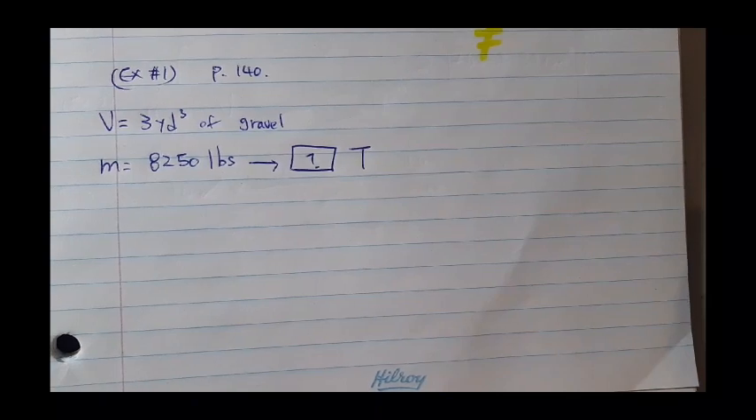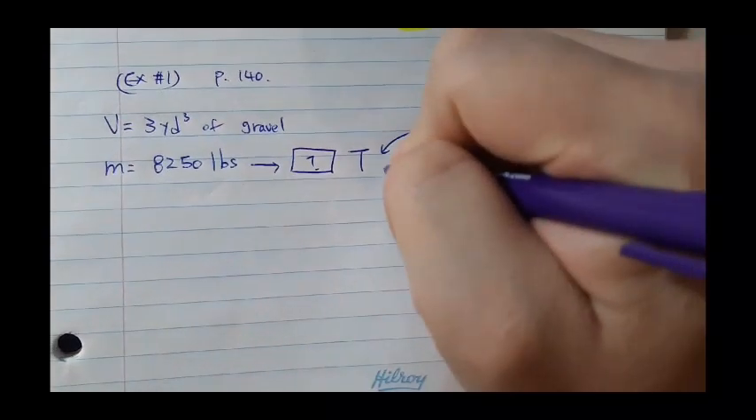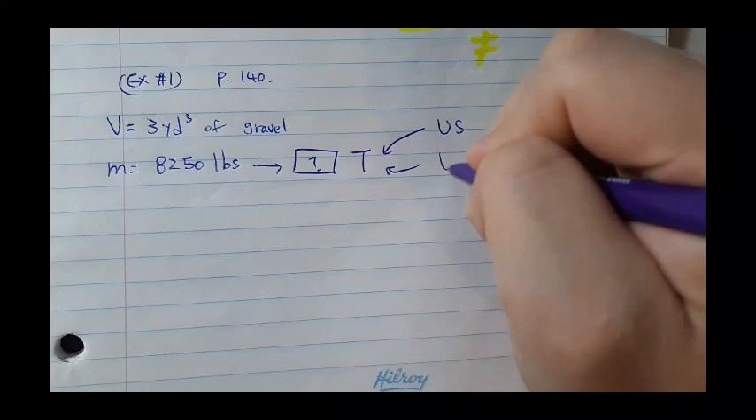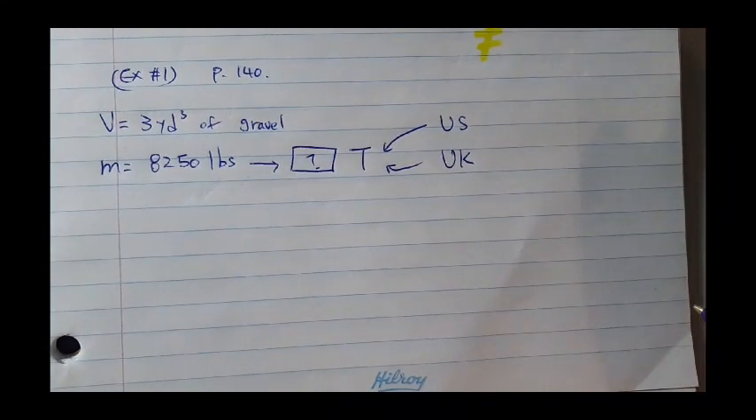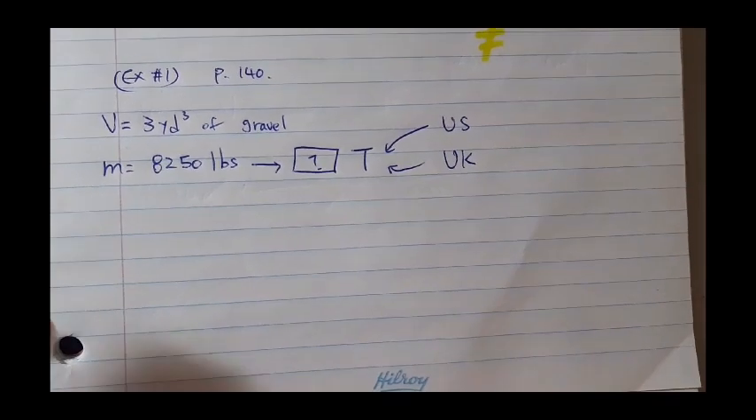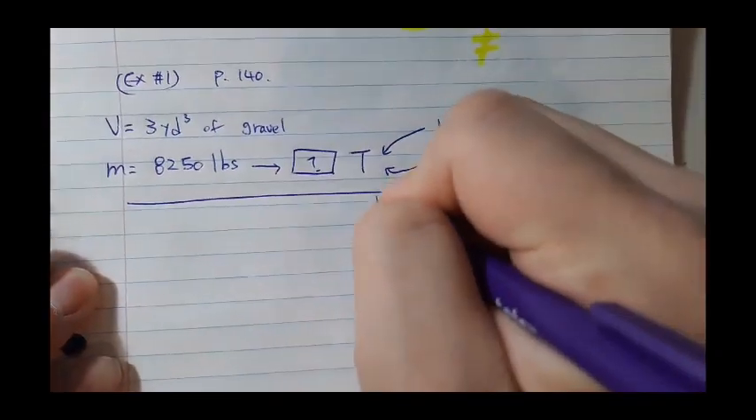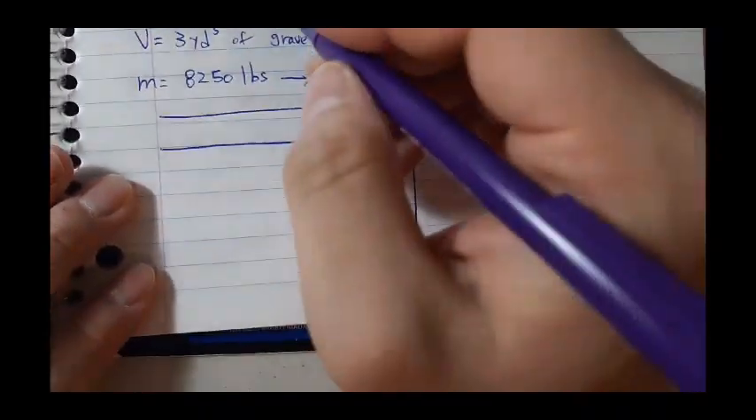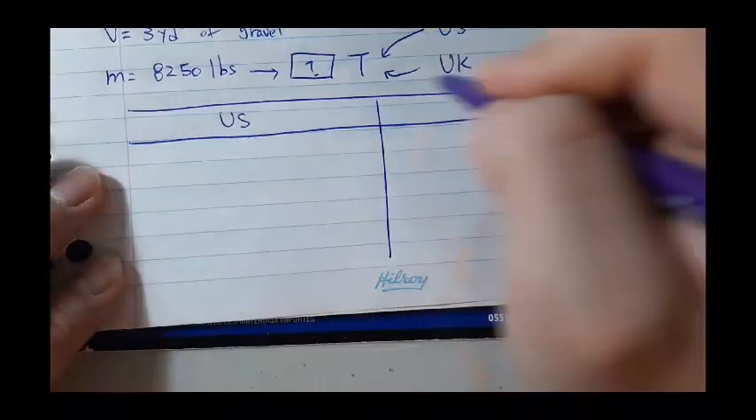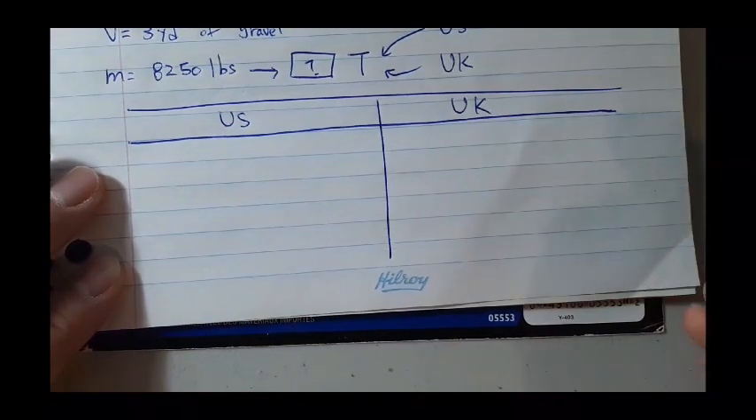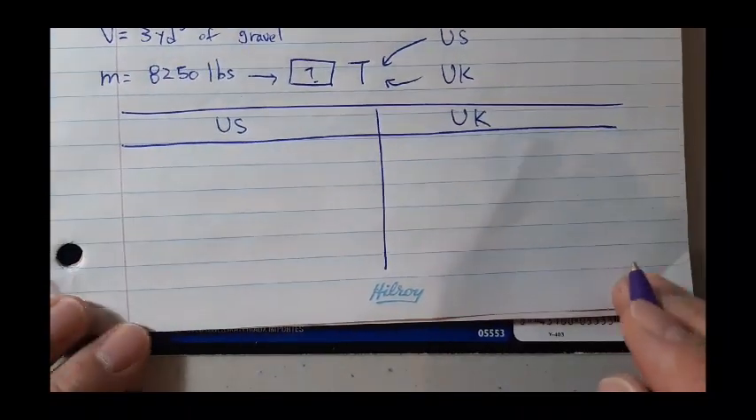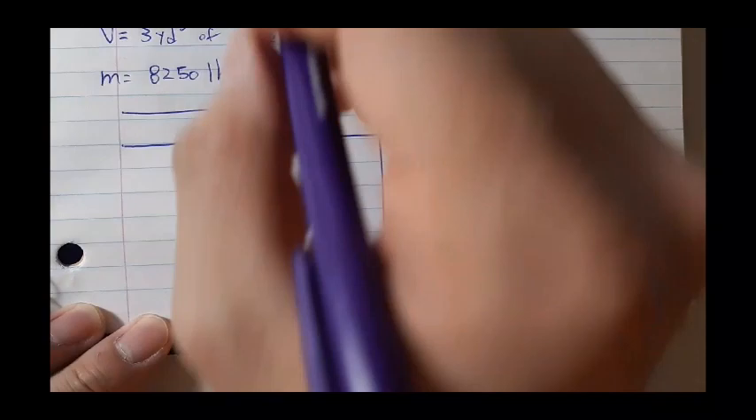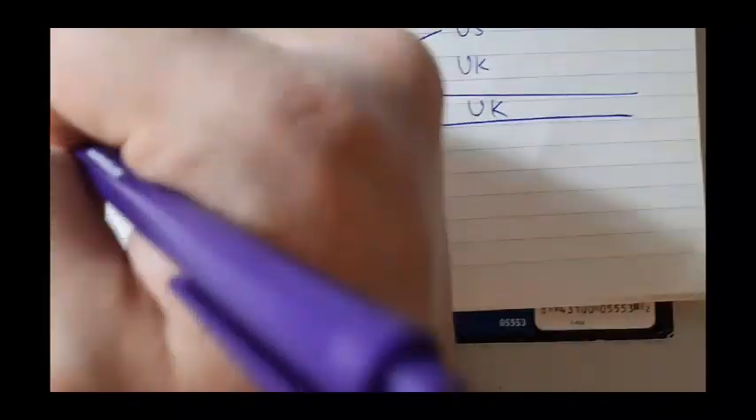Now, the question didn't specifically say which tons. Is it US or UK notation? So basically we need to do two calculations. I'm going to do the first method using US ton, then UK ton. And I'm going to use the proportional method, which is using ratio.